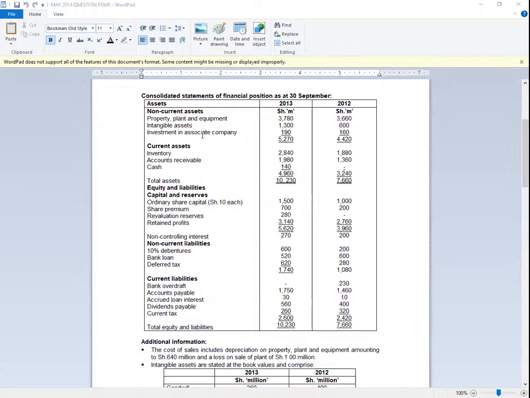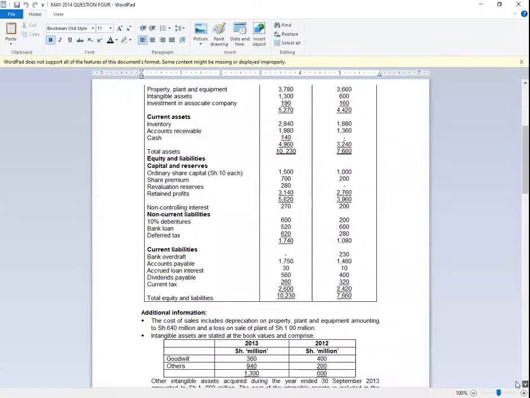Ladies and gentlemen, please listen to me very well. When you look at this property, plant, and equipment, what have they told us really here?